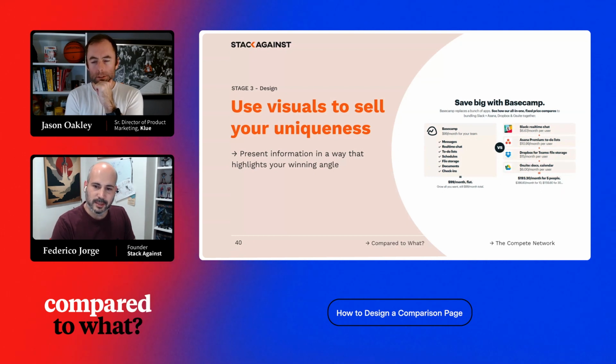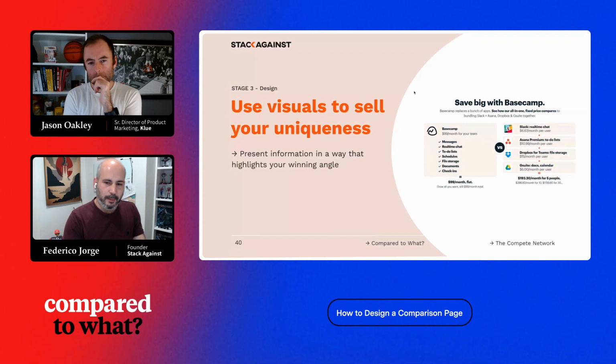And sometimes it's something slightly different, like in this example from Basecamp. But again, the idea is how can you highlight that winning angle that you're trying to sell on these comparison pages, and then go with that.